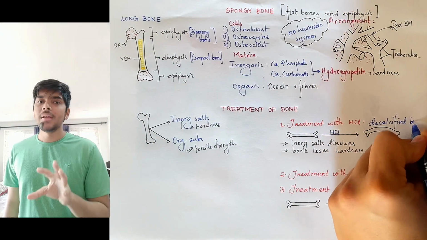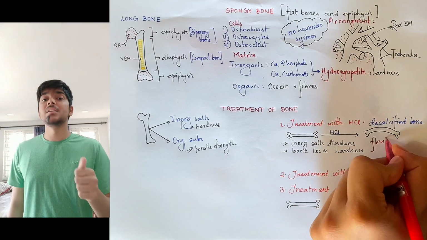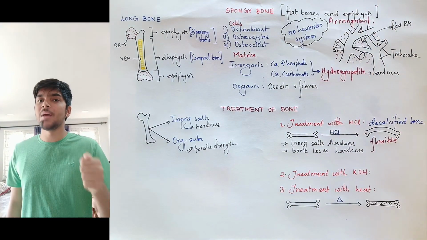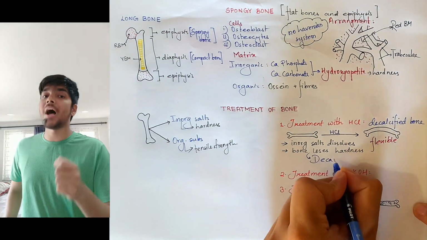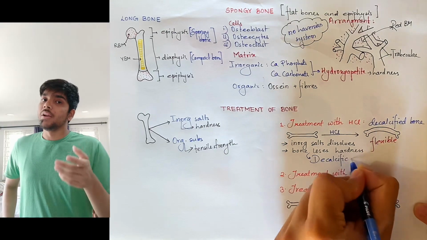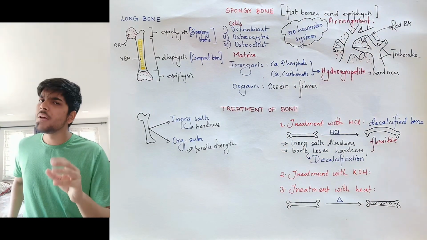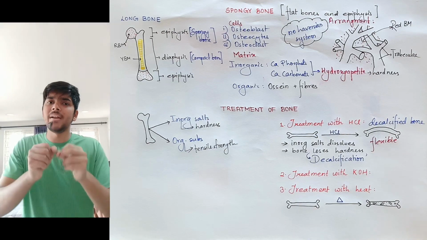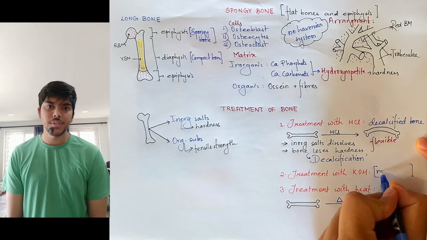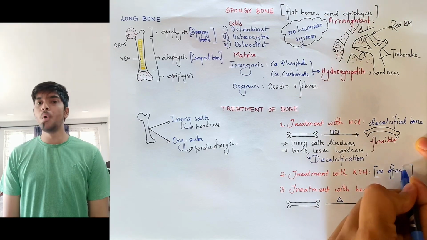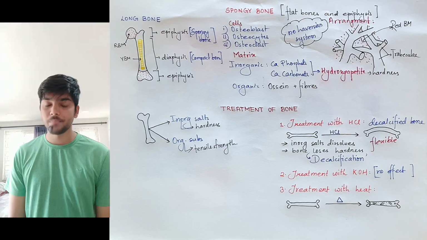Such bone is flexible. The reason for this is that the salts of calcium, that is hydroxyapatite, have been removed, and the reason bone is hard is due to hydroxyapatite. It loses its hardness, and when bone loses its hardness, it becomes flexible, so you can bend it. Then there's second, treatment with KOH. Upon treating bone with a solution of potassium hydroxide, there's no effect.